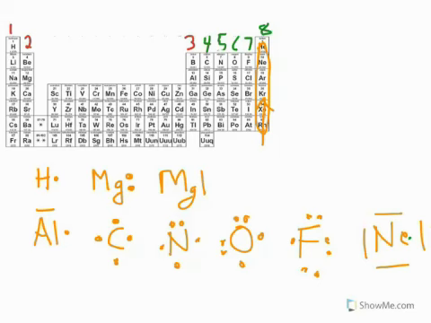Notice I've done this 2 different ways. Here I show an electron pair. Here I show the 2 individual electrons in pairing. So you got to know this first.